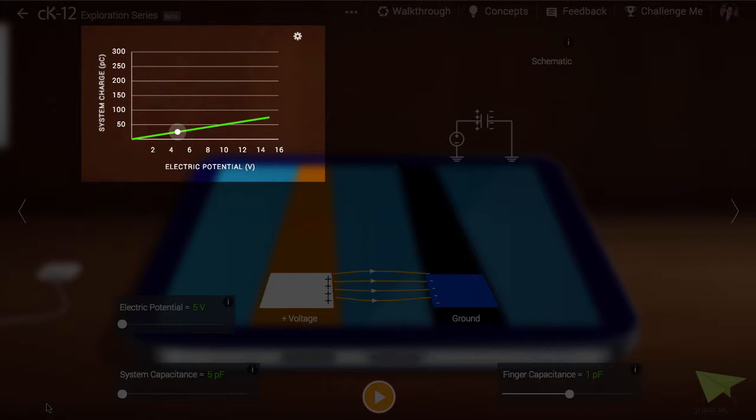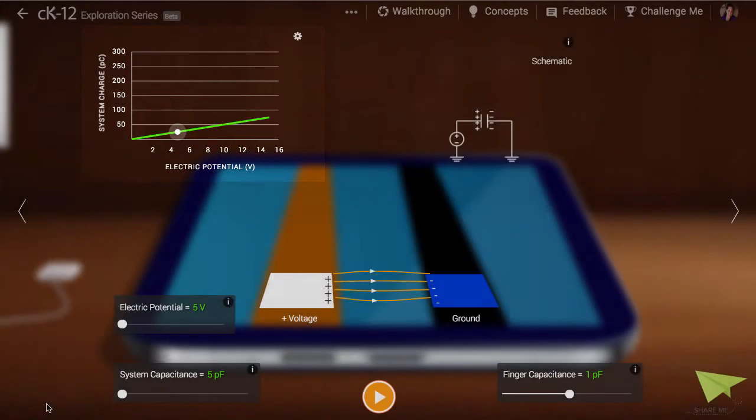The amount of charge and the voltage, as shown on this graph, obey a linear relationship. The slope of this line is the capacitance itself. So if you have higher capacitance, you'll have a greater stored charge for a given voltage.